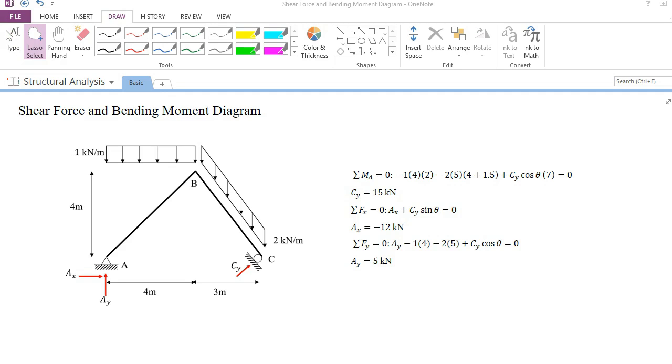Alright, let's take a look at the question first. Basically, this is a statically determinate structure. It's a beam ABC. The structure is pin supported at A, and roller supported at C, and it is subjected to two downward uniformly distributed loads. And these are the geometry of the structure.